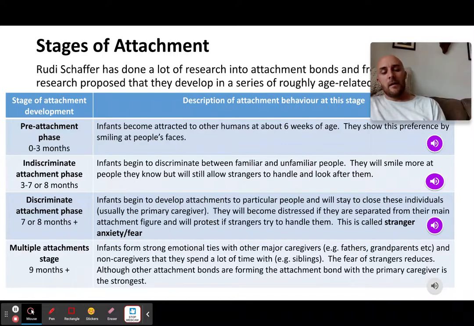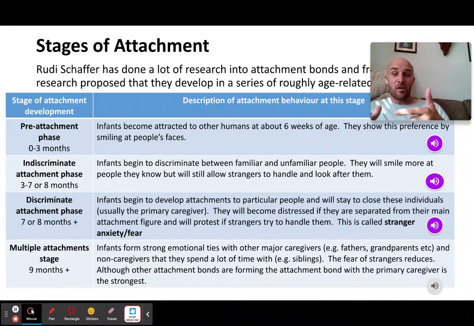Fine. And then eventually, from 9 months old, you will begin to make multiple attachments. Now, here's the big question you need to note down. Are your later attachments, so maybe your dad, grandparents, siblings, are they secondary to your primary attachment, probably a mum, in the sense of they're not as strong ever? Or can they be as strong as your primary attachment? There's a big debate about this, which we are going to have, but you need to know that question is coming.